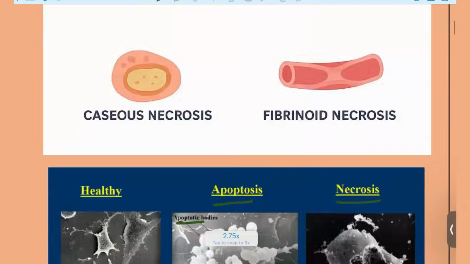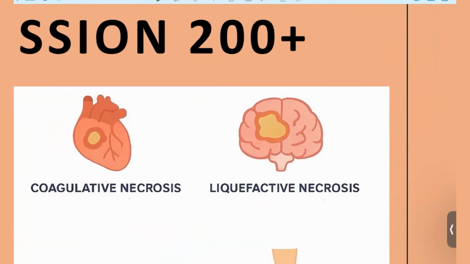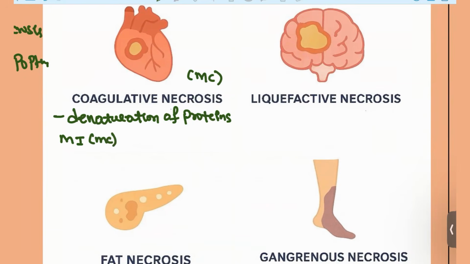Next, coming to the types of necrosis. This is coagulative necrosis, the most common among all the necrosis. What happens in coagulative necrosis? It is denaturation of proteins, commonly seen in MI patients, right? In MI, if there is ischemia, this will be caused as the most common, and all organs will be associated with coagulative necrosis except the brain. Dry gangrene is also seen in coagulative necrosis.